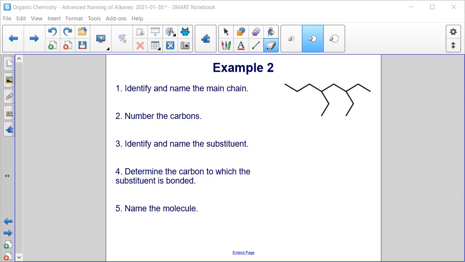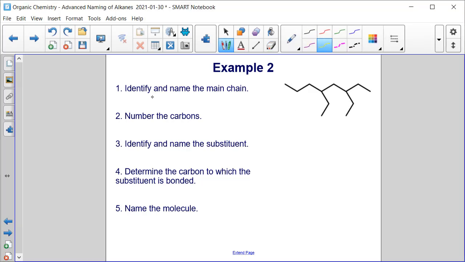All right, so here's example 2. We're going to do exactly what we did before. We're going to follow each of these 5 steps, the goal of which is to identify and name this molecule here. So first thing we're going to do is identify and name the main chain by finding the longest chain of carbons.